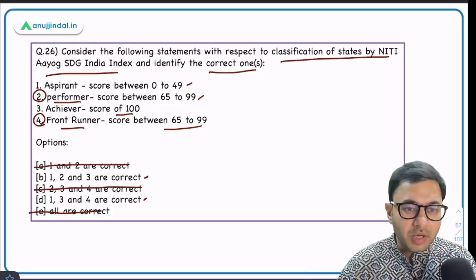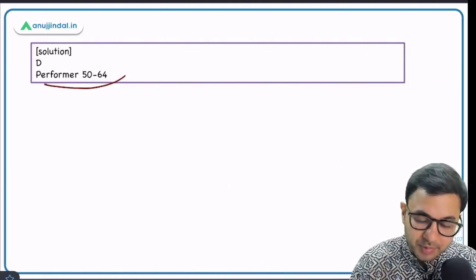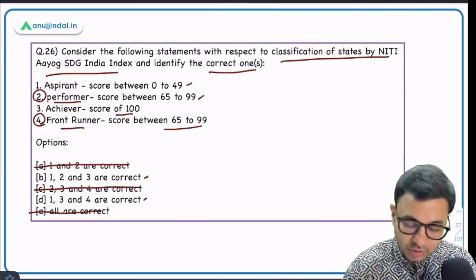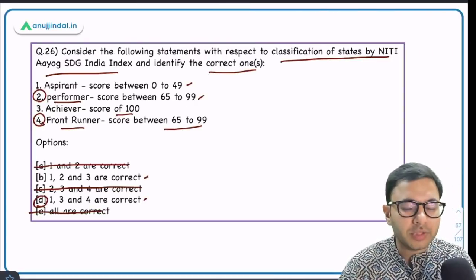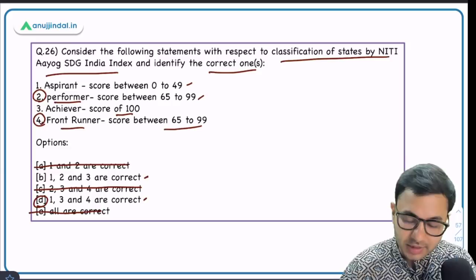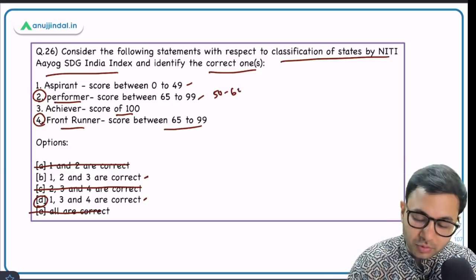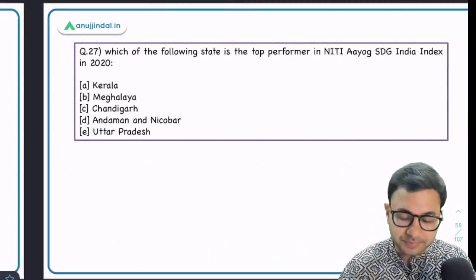Okay. Performer here is incorrect. Performer means 50 to 64. So the answer option comes out to be option D. 1, 3 and 4 are correct. Second is incorrect. Performer is 50 to 64. A very simple factual question.